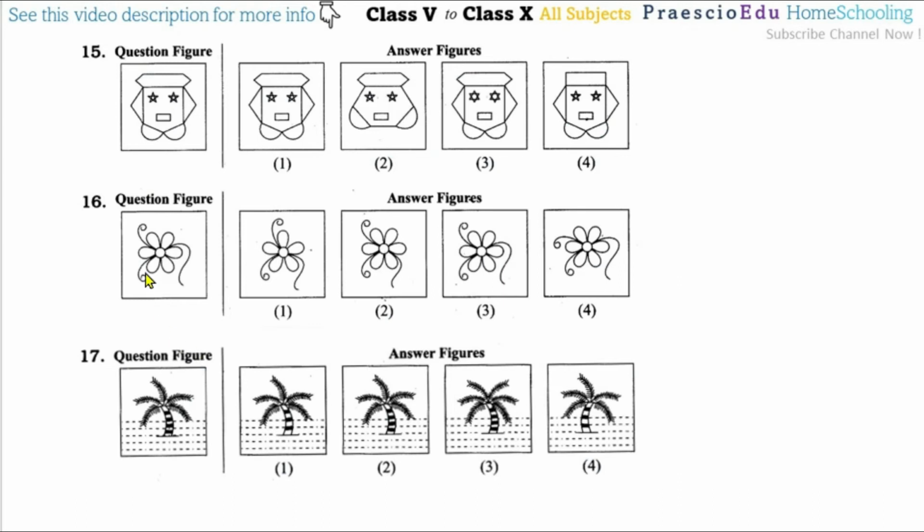Now question number 15. Observe this one, these are totally different shapes. The top of this one is a square, but we require a hexagon. These have 6 corners on top, but we require the 5 stars, so this is different. So options number 2, 3 and 4 are different, and option number 1 is perfectly matching.